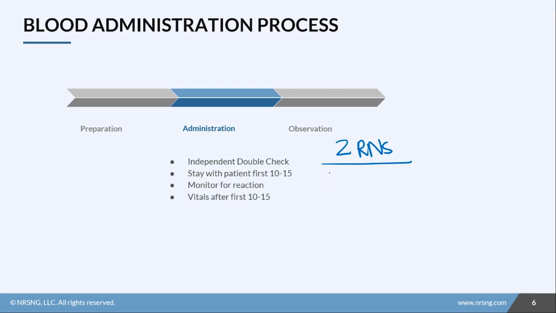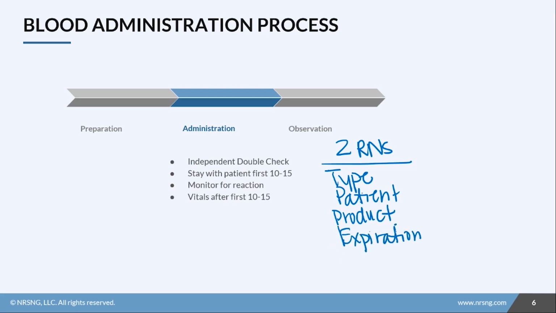First, we want to make sure that it's the correct blood type. We need to make sure it's the correct patient. We need to make sure it's the correct blood product. And we need to check the expiration date, because we don't want to be giving our patients expired blood products.